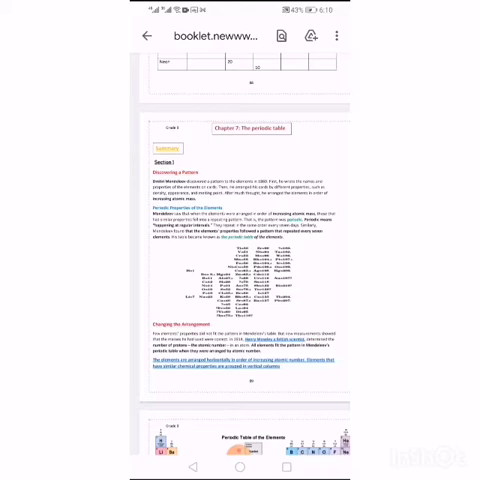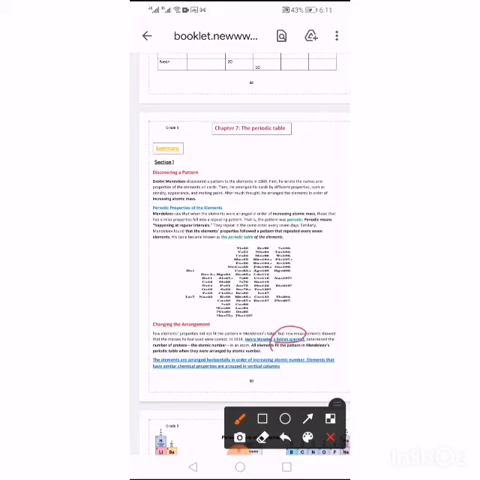Changing the arrangement. A few elements' properties do not fit the pattern in Mendeleev's table, but new measurements show that the methods he had used were correct. In 1914, Henry Moseley, a British scientist, determined the number of protons in an atom, which is called the atomic number. All elements fit the pattern in the periodic table when they were arranged by atomic number. So after Mendeleev's periodic table, some elements could not fit this pattern.